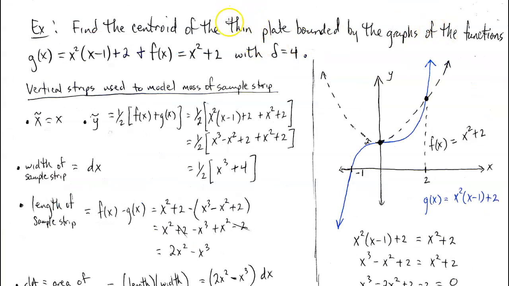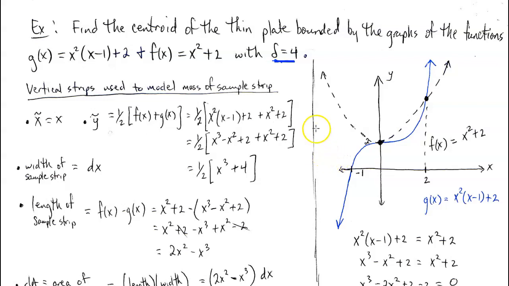Okay, so for our next example, we want to find the centroid of a thin plate bounded by the graphs of the functions g of x, which is x squared times x minus 1, all that plus 2, and the parabola x squared plus 2. And here we're given that the density of this plate is going to be 4. We actually know what the density is, but at the end of the day, it really doesn't matter what it is. We know that it is constant, so it's really not going to play a huge role in our calculations in the long run.